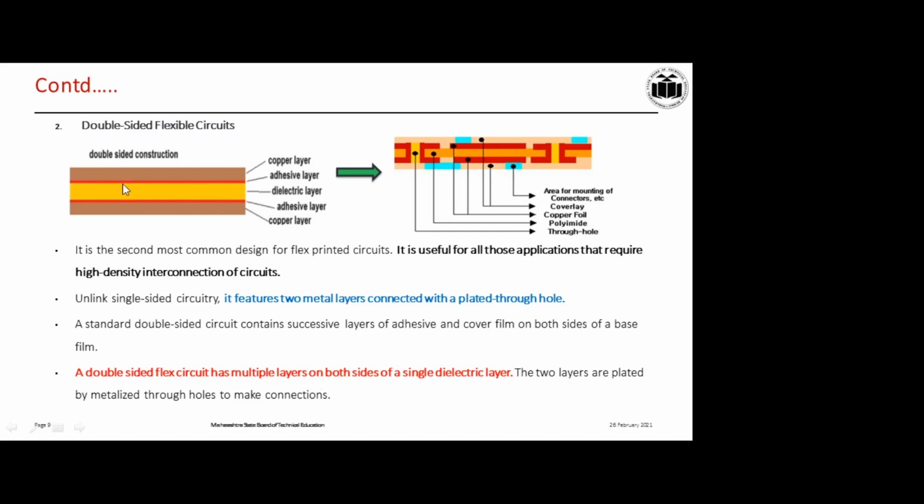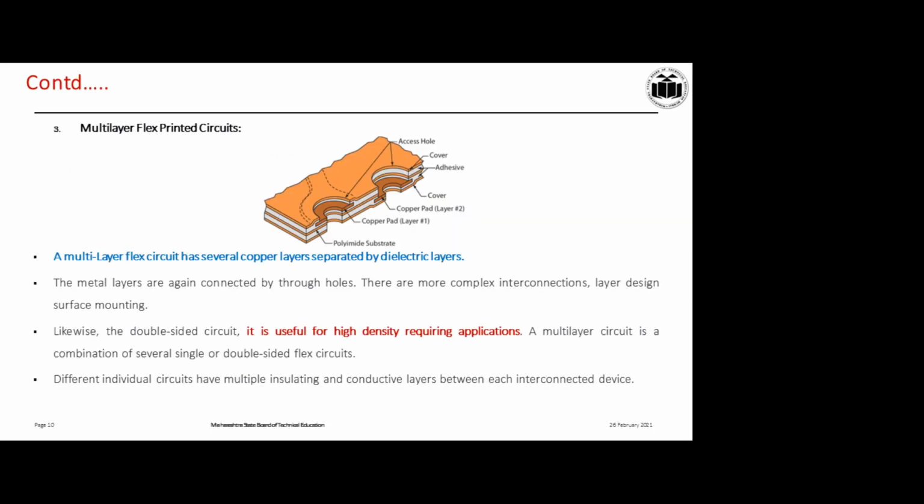You can see here the yellow part. That yellow is the dielectric layer. On both sides of the dielectric layer there is a copper layer, and these layers are connected to each other with plated through hole connections to make the connection between the two copper layers. Now the third type is the multi-layer flex printed circuit.